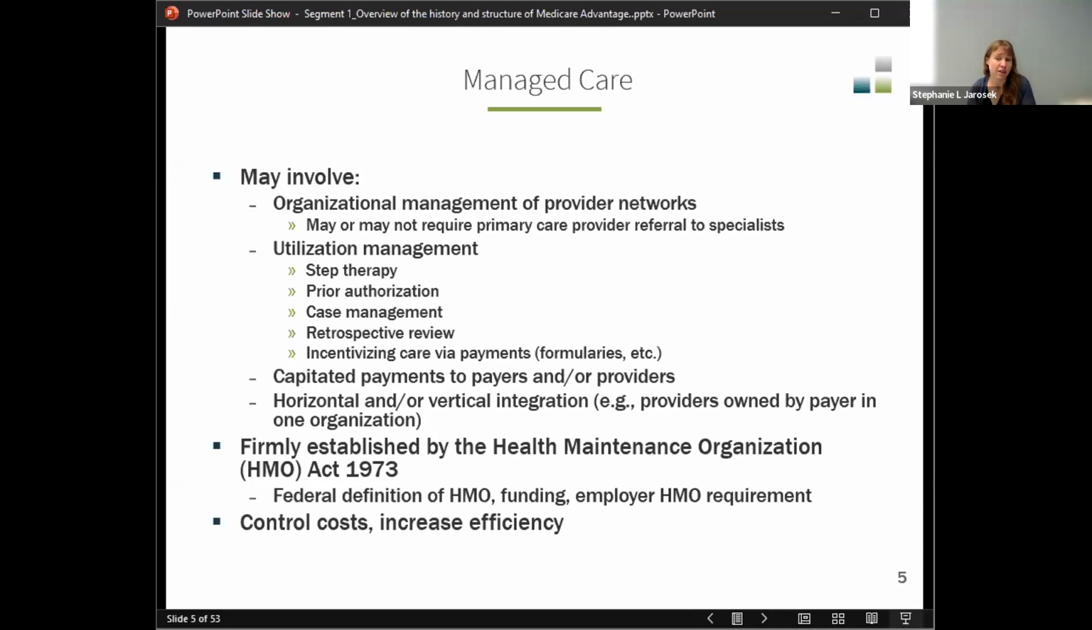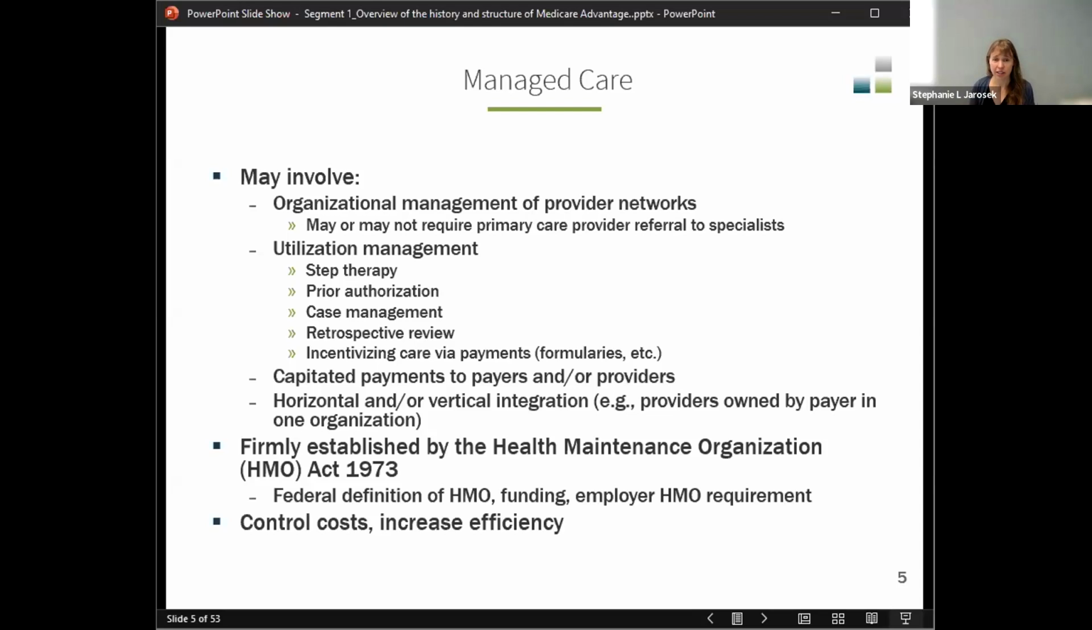Managed care may also involve horizontal or vertical integration. So the payer may actually own a hospital that's where their beneficiaries are seen, or the hospital and the clinic may be together, and they contract with the managed care organization.